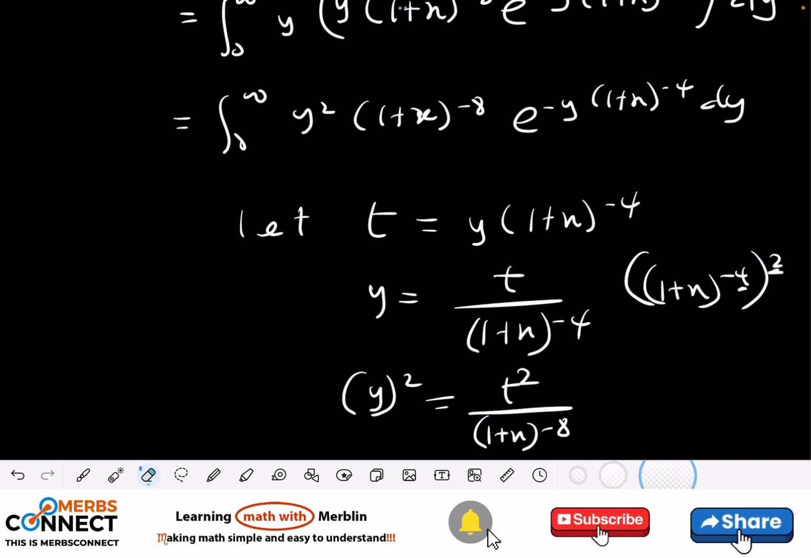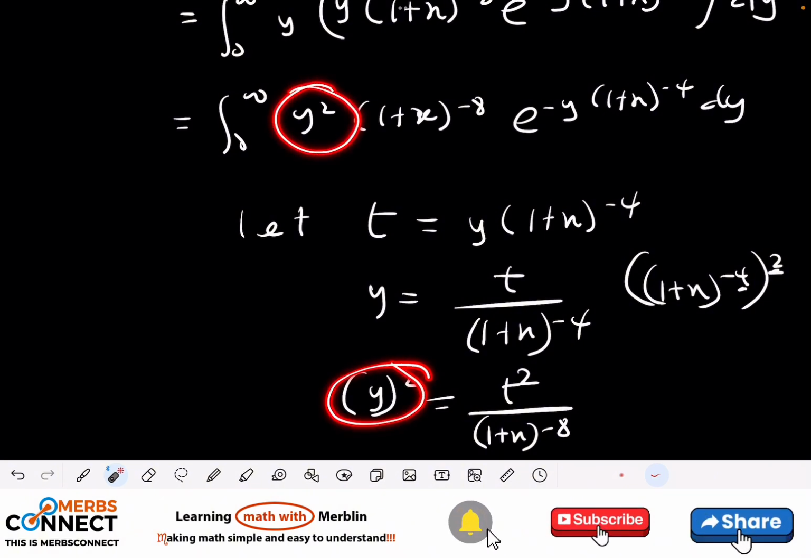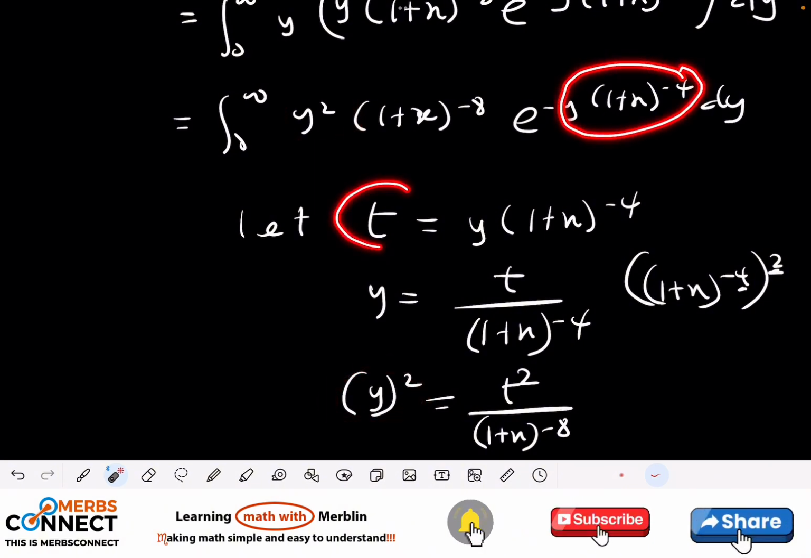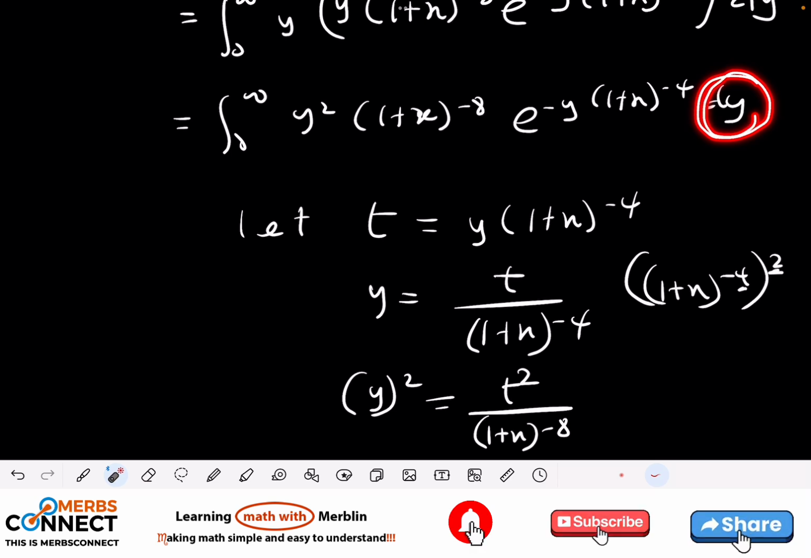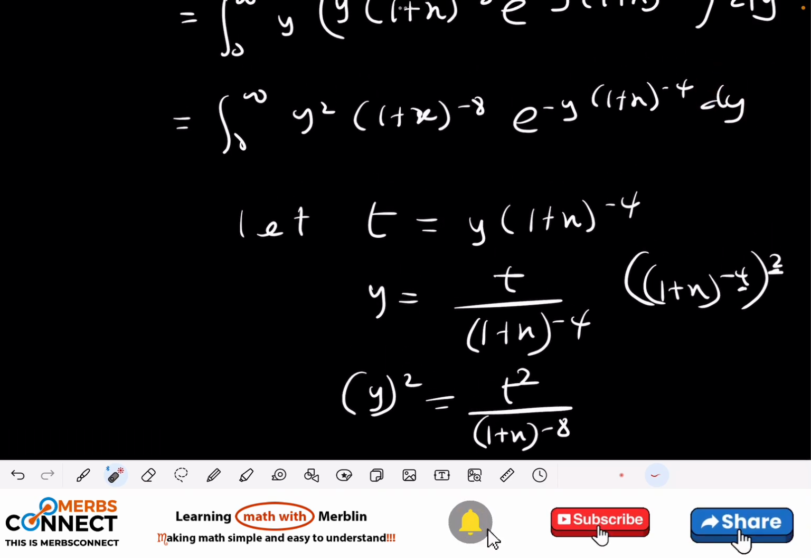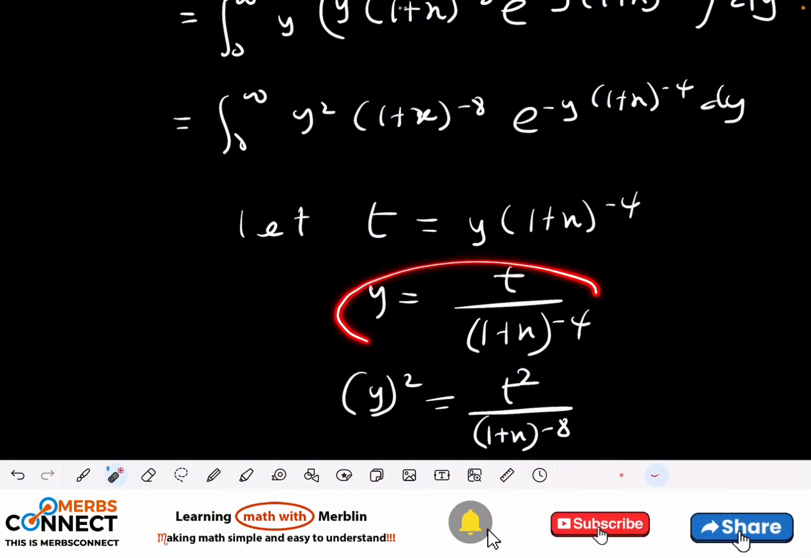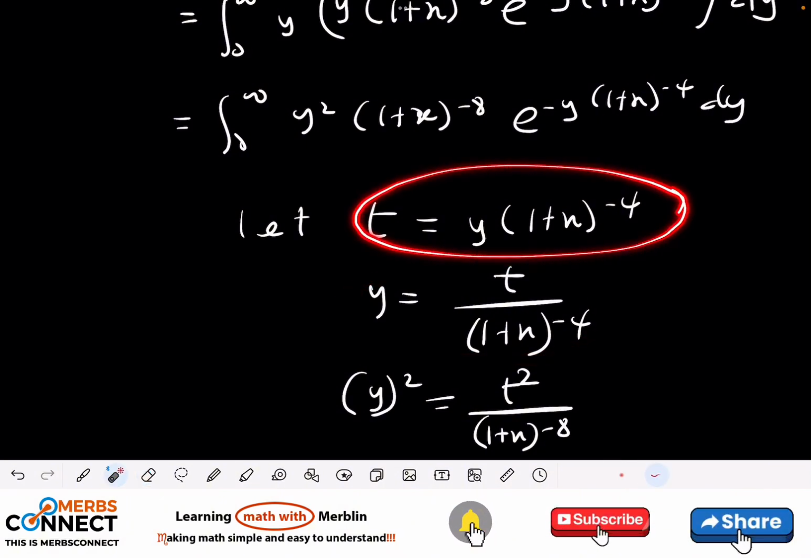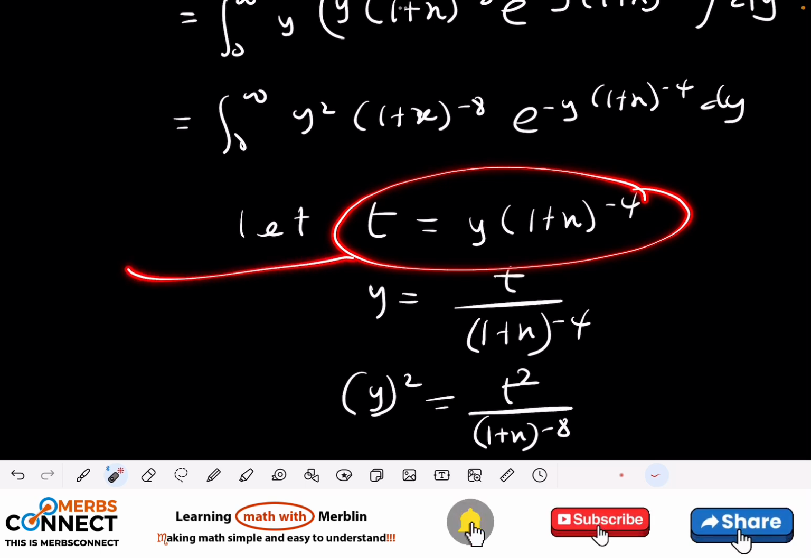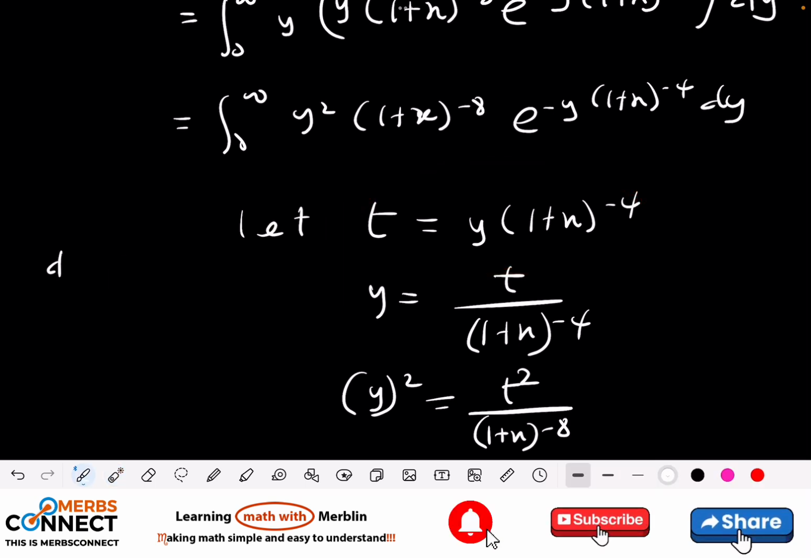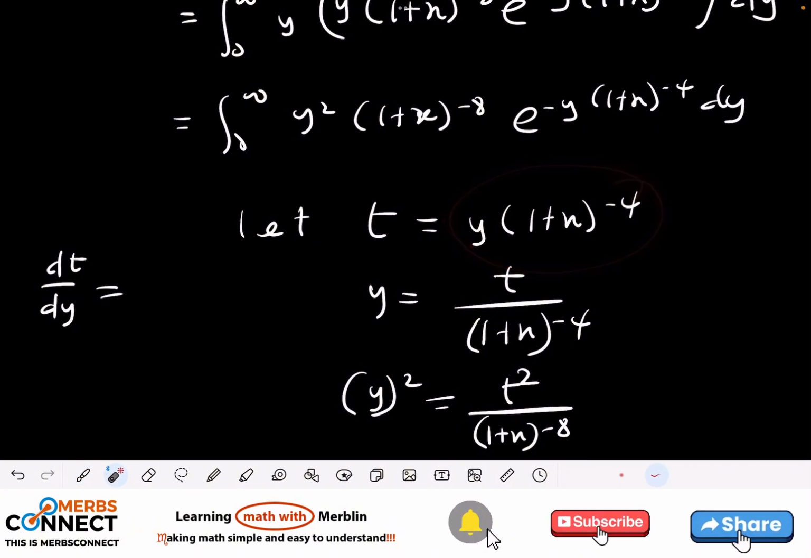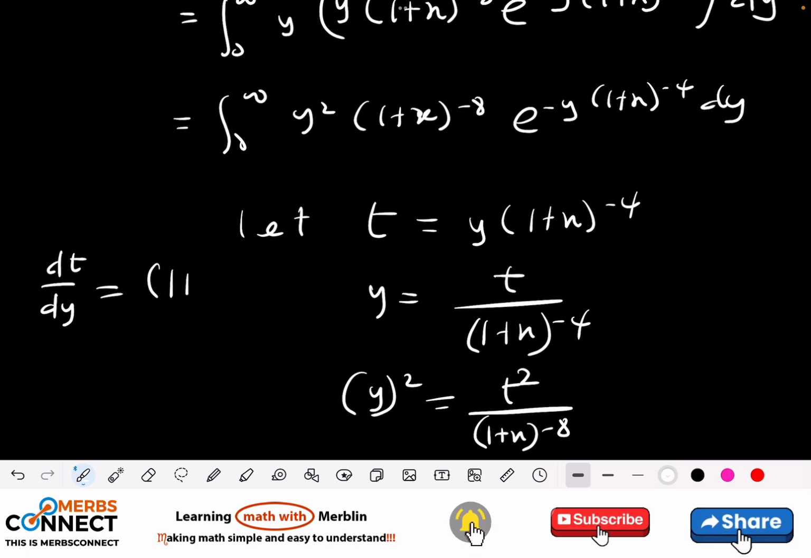So now we know y squared. We know this one to be equal to t. We need dy. So how can we get dy? We can get dy by differentiating either this function or this function. So if I'm picking from this function here, then dt over dy will be equal to, when I differentiate this function, this is y. So when I differentiate with respect to y, this one will be 1. So I'm going to have 1 plus x to the power minus 4, right?